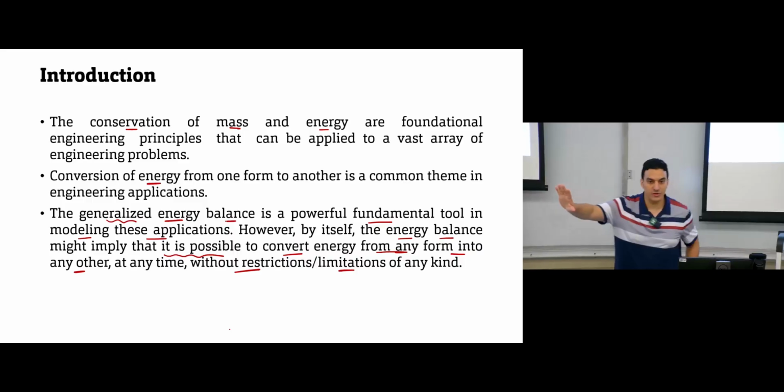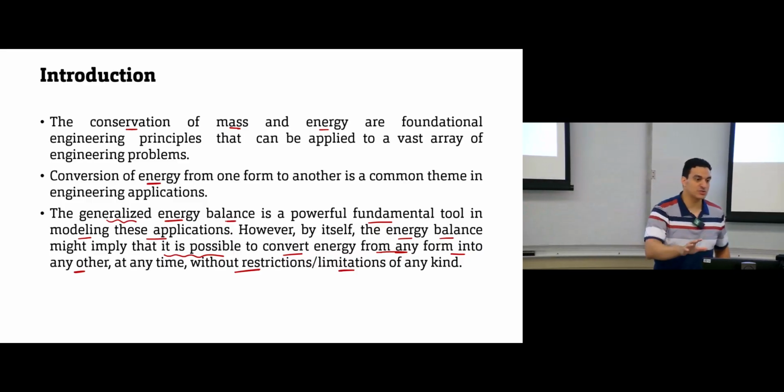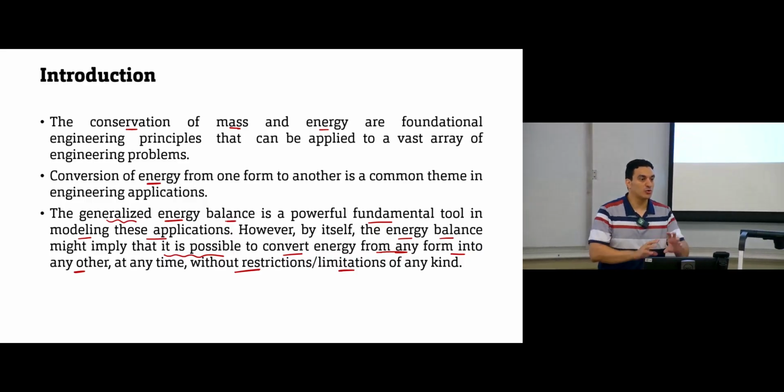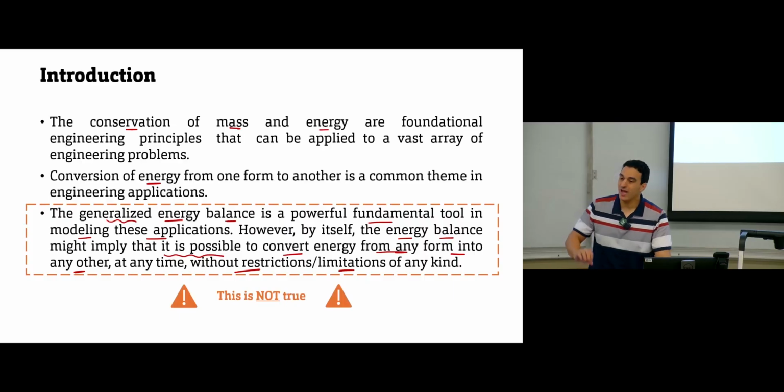So the first law of thermodynamics says energy is a conserved property. You can convert energy from one form to another one. There is no limitation, there are no restrictions. Clear? However, this is not true. We have limitations and we have some restrictions in this.